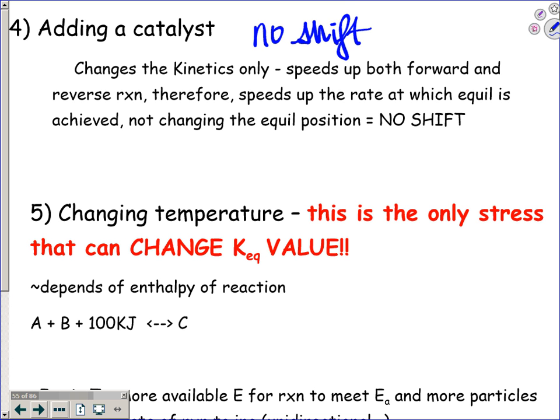Because when you have a catalyst, it's going to speed up the forward reaction and the reverse reaction in such a way that collisions occur to meet activation energy in both directions. So we're allowing them to meet activation energy, we're allowing them to react. The rate of the forward will continue to equal the rate of reverse. Even though they're both sped up, the rates will continue to equal each other.